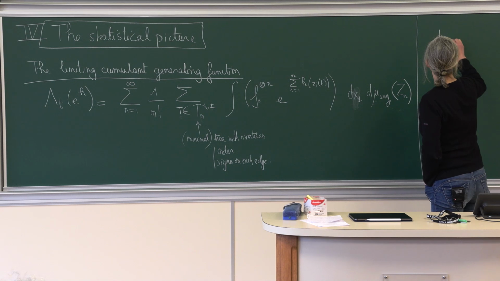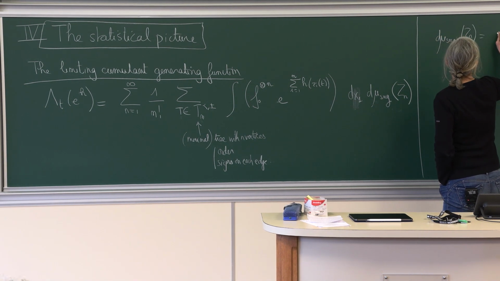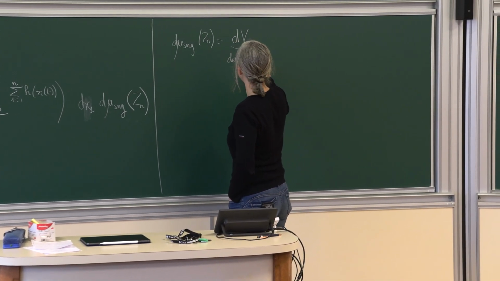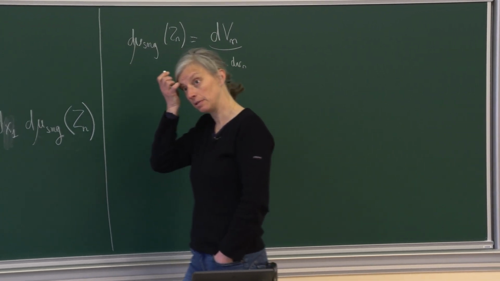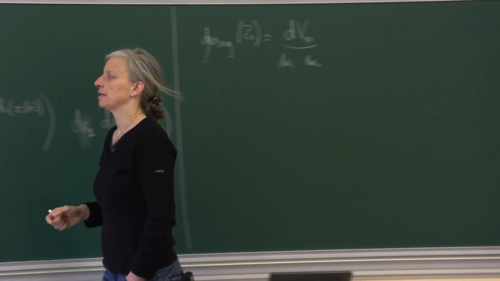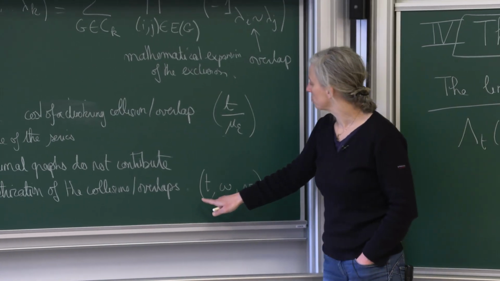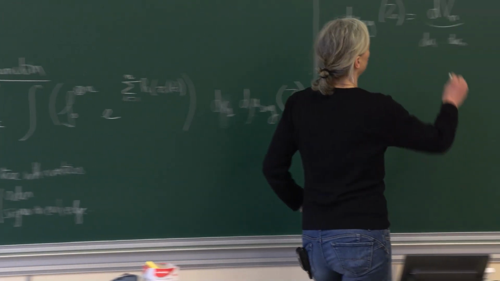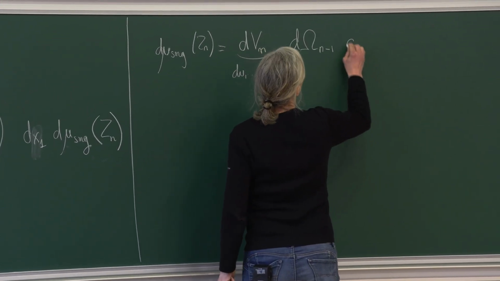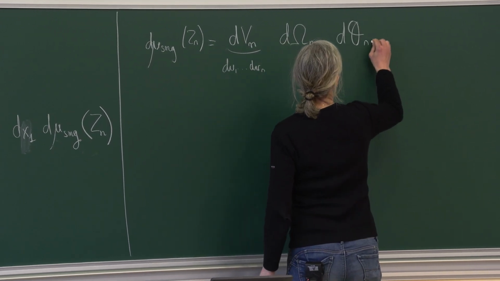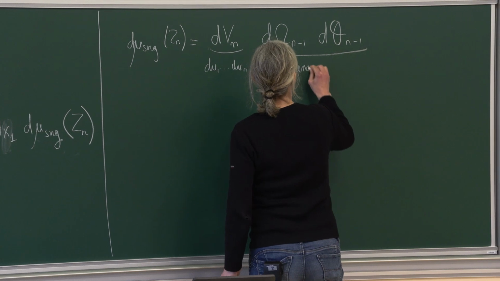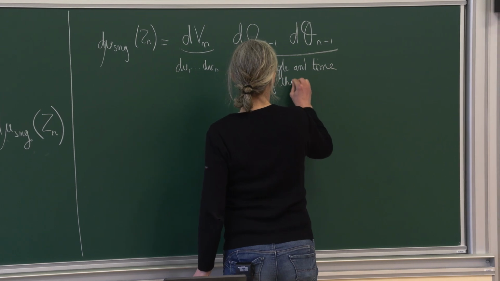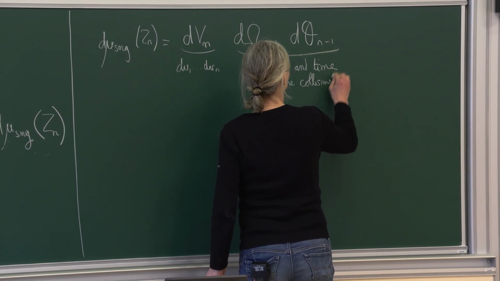So now, what is this singular measure? Of course I will integrate with respect to all velocities, so this is just dv1, ..., dvn. So these are the initial velocities of the particles. And now each time that I have either a collision or an overlap, I have to integrate with respect to time and omega, and the v is now fixed. So I have d omega n minus 1, dt theta n minus 1. So these are the angle and time of the collisions and overlaps.